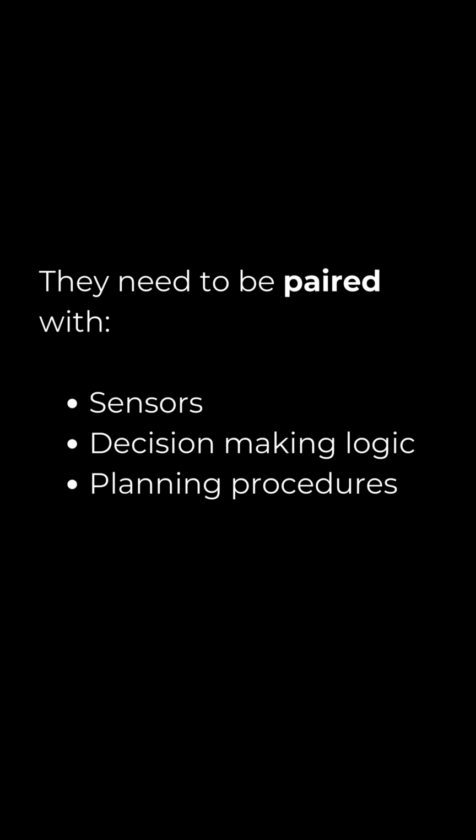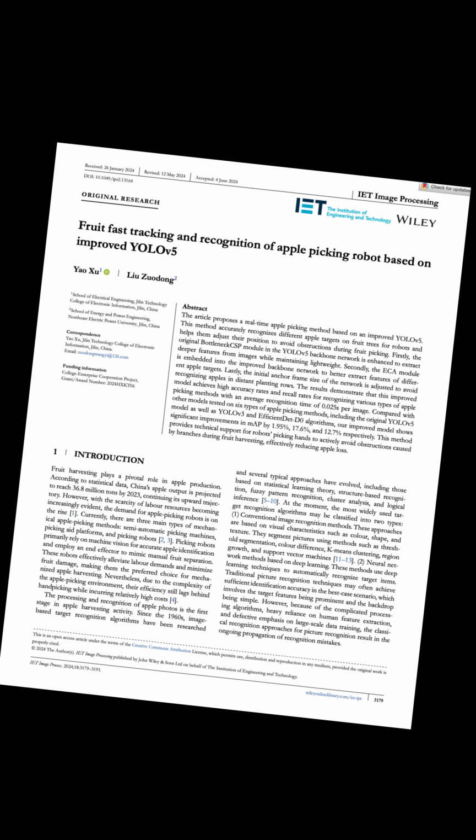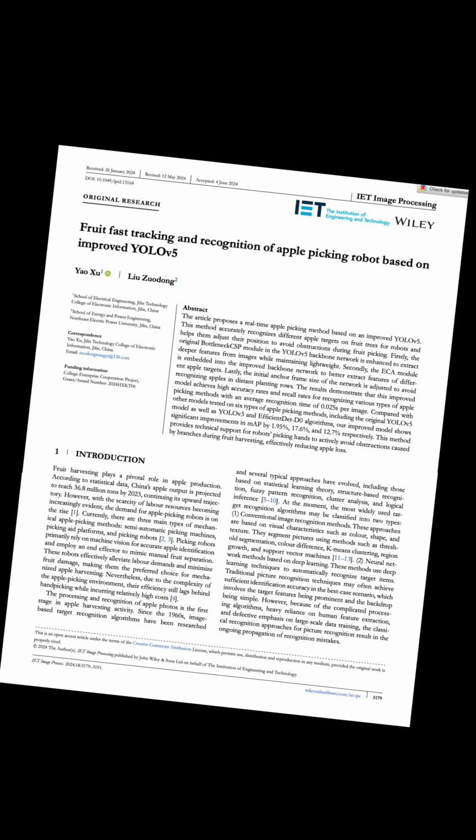These arms have no intrinsic ability to see where they need to go or what they need to do. They are actuators that need to be paired with sensors, decision-making logic, and planning procedures in order to get to the point that they could identify an apple, reach out, and pick it. In today's paper, the authors are working on improving not the entire suite of software that accompanies these arms, but the specific parts that identify which apples to pick and how to go about it.